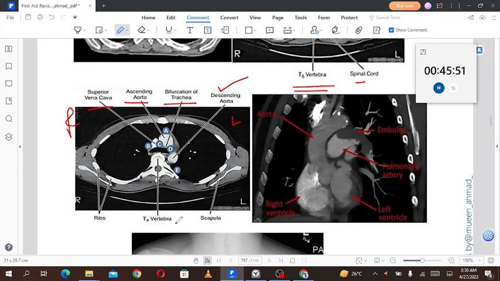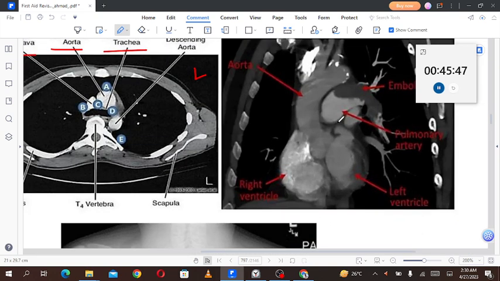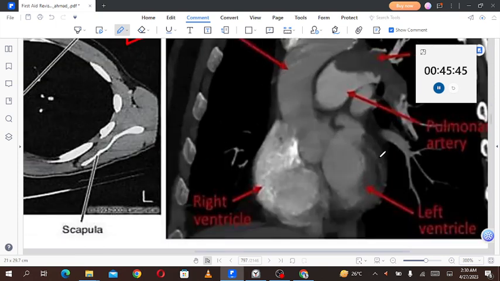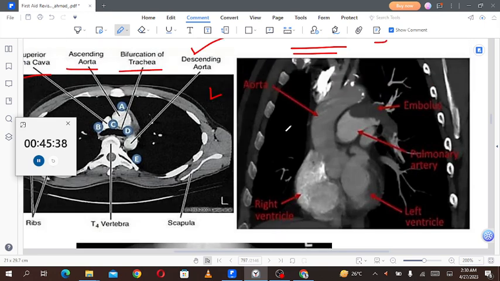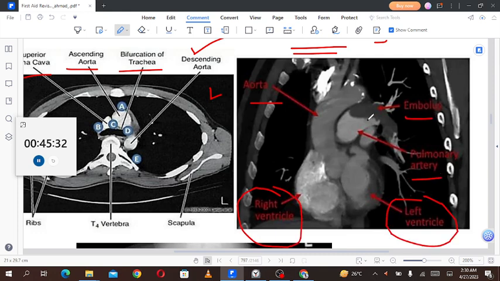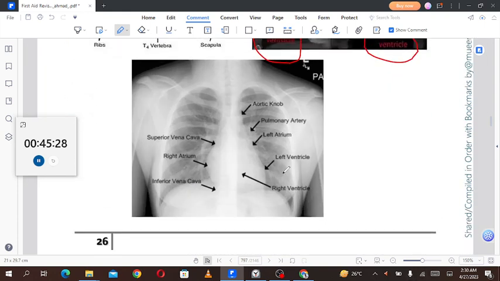Then T4 vertebra, ribs and scapula, and there is some demarcation. I saw this picture somewhere on the UWorld exam. Here you can see the aorta, this is the right ventricle over here, then the left ventricle, then the pulmonary artery, and then we have the embolus, which is obstructing the pulmonary artery.